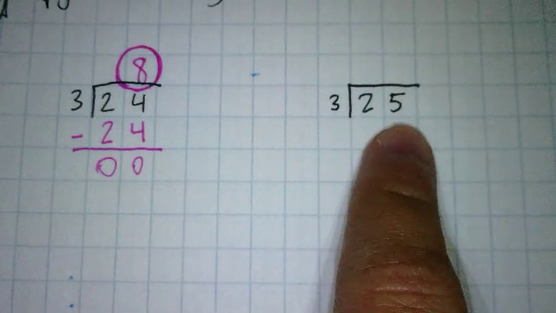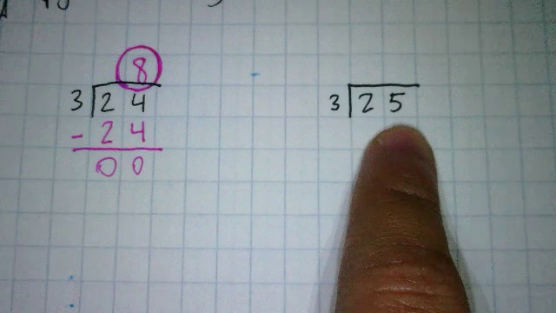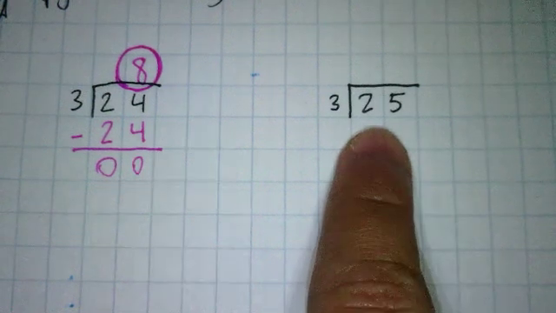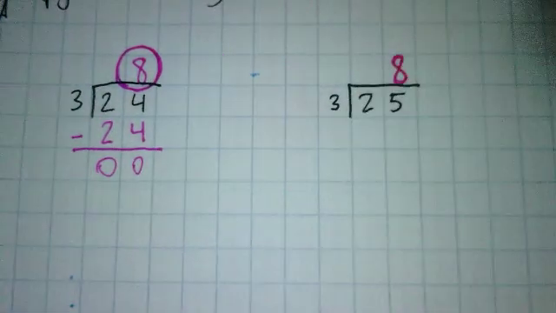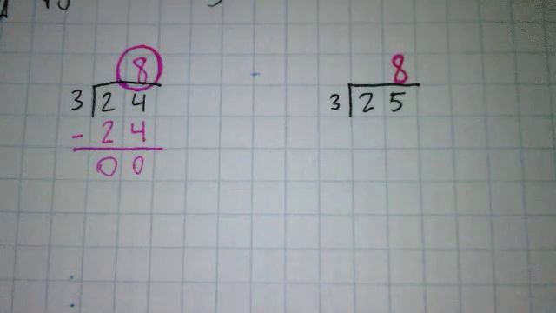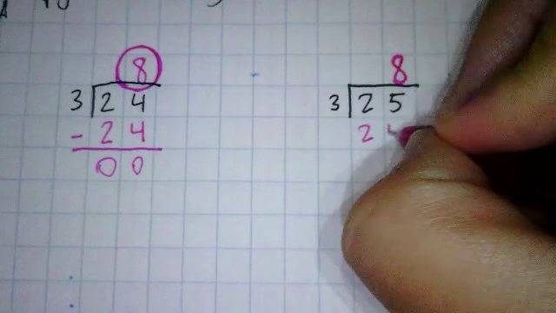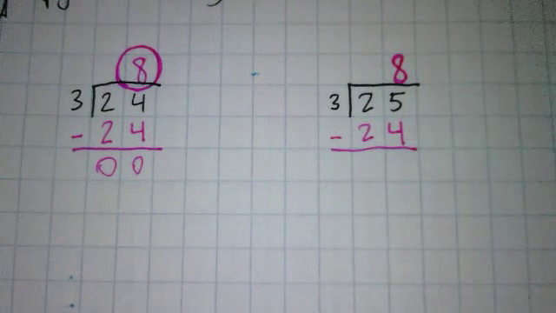9 was too big. 7? That might be too small. 8? It's going to still be 8 times. So we still have our 8 here above the 5. Remind me, what was 3 times 8? Who can remind me what that was? Angelina? 24. So I'm going to write my 24 down here, and I'm going to subtract. The difference is, this time, am I going to get 0 as the answer to my subtraction?